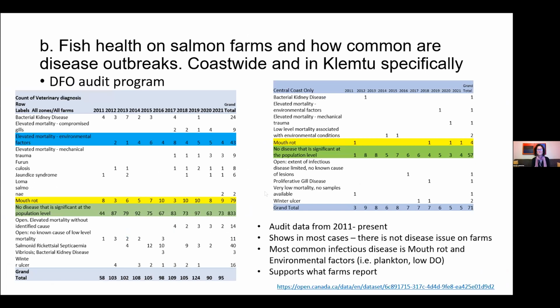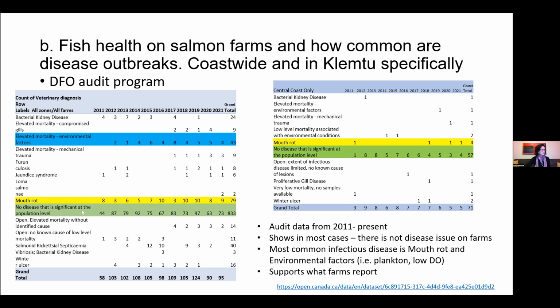So that was industry reporting. So I thought, let's look at what the audit reports are, because the audit reports are where the DFO fish health people go out to farms and verify that the farms are actually reporting what's going on with relation to disease. So again, this is the industry level, and this is the Central Coast Kitasoo area. What you can see here is that mouth rot as an infectious agent was, again, the most commonly detected disease or diagnosis at a farm level.